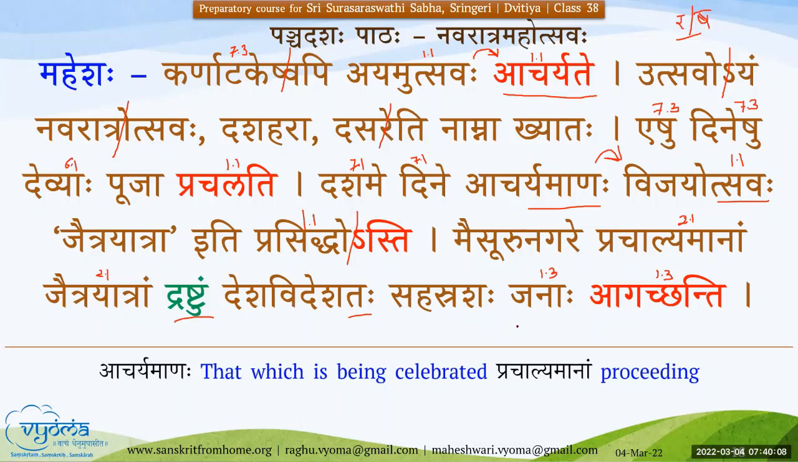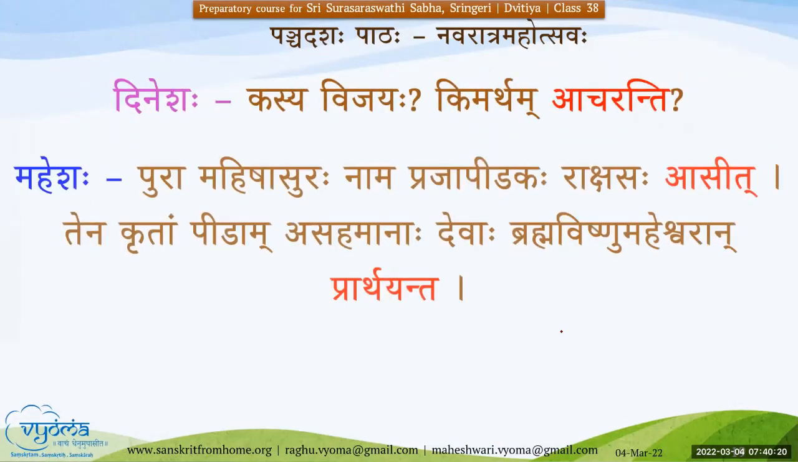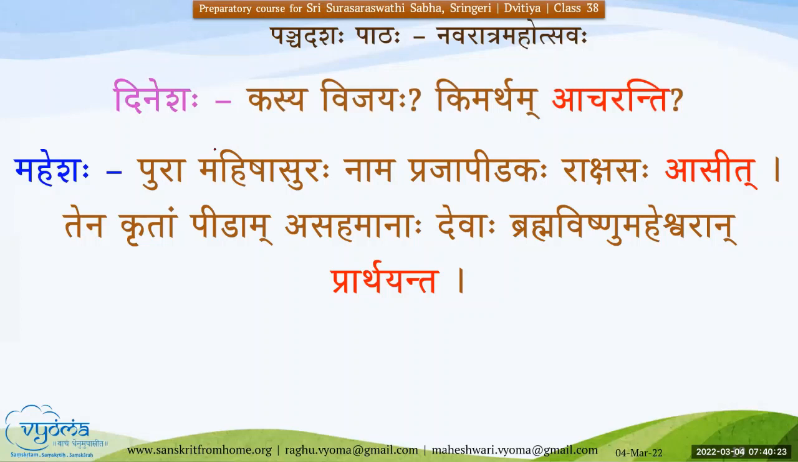Ram Ram Mahodayam. Aruna Bhagin. Okay, so next Arun Mahode and Annapurna Bhagini, please read. Dineshaha Kasya Vijayaha Kimartham Acharante Maheshaha Pura Mahesh Annapurna Bhagini. Maheshaha Pura Maheshasuraha Nama Prajapidakaha Rakshasaha Asit Tena Kritam Pidam Asahamanaha Devaha Brahma Vishnu Maheshwaran Prarthayanta. Uttamam.